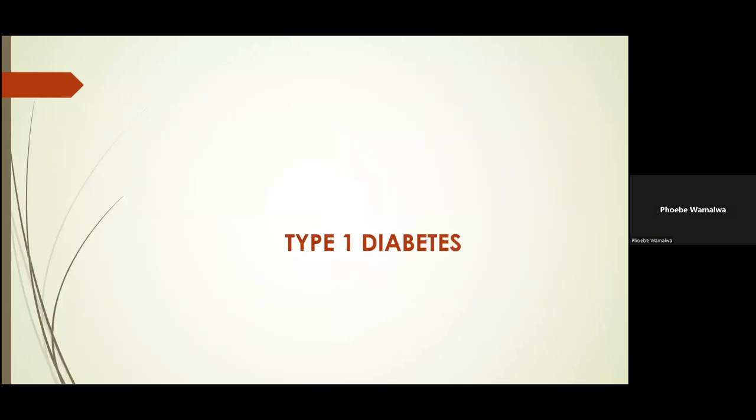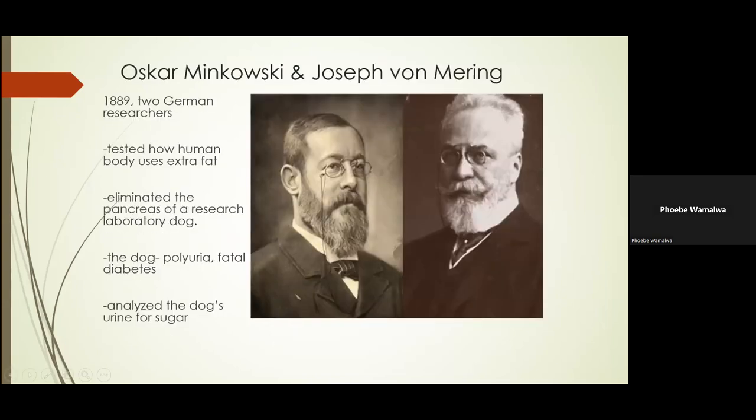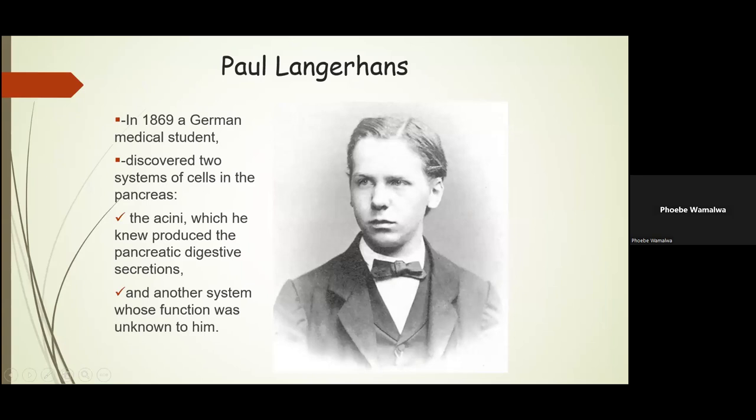So having said that, I will go straight to type 1 diabetes, and that is basically the main reason as to why we are here. But allow me to just share the history of this young man called Langerhans. In 1869, he was a medical student in Germany. And he discovered two systems of cells in the pancreas. Number one was the acini, which he knew produced pancreatic digestive secretions. But there was another system that he wondered what it actually does. So the function was unknown to him.